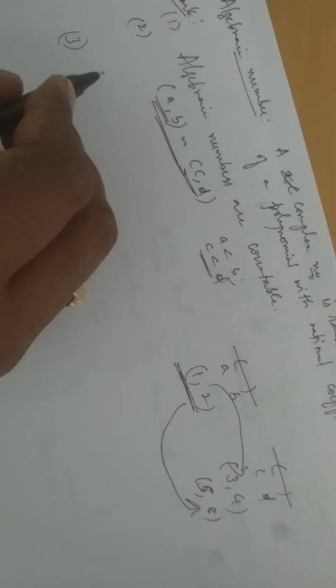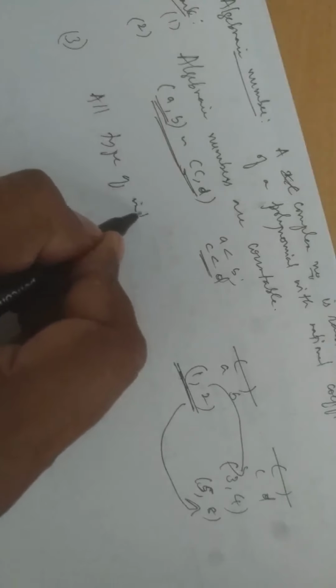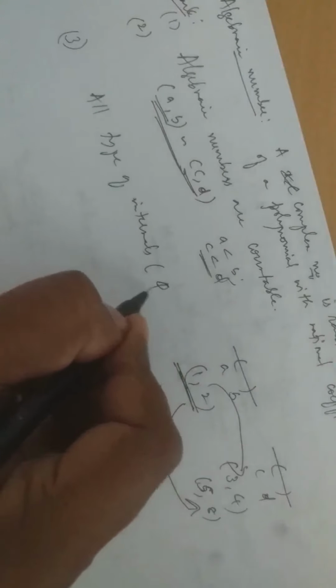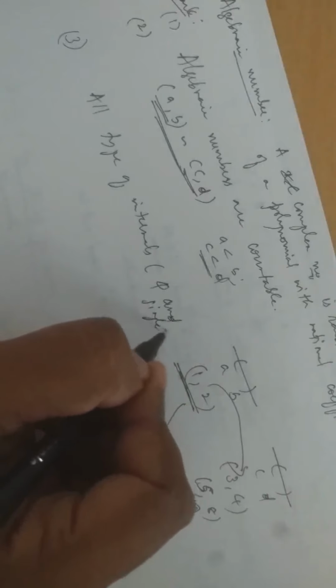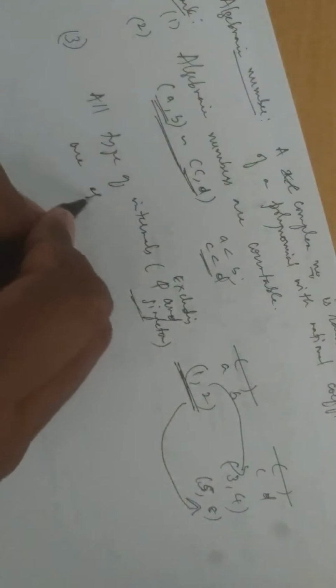The next remark is, of all types of intervals, we need to exclude some. Those are the empty set and singletons. Excluding singletons and the empty set, all intervals are equivalent. In the sense, if I have [1, 2), closed at 1 and open at 2, is it equivalent to (3, 4)? Yes, it is equivalent, because all types of intervals excluding the empty set and singletons are equivalent.